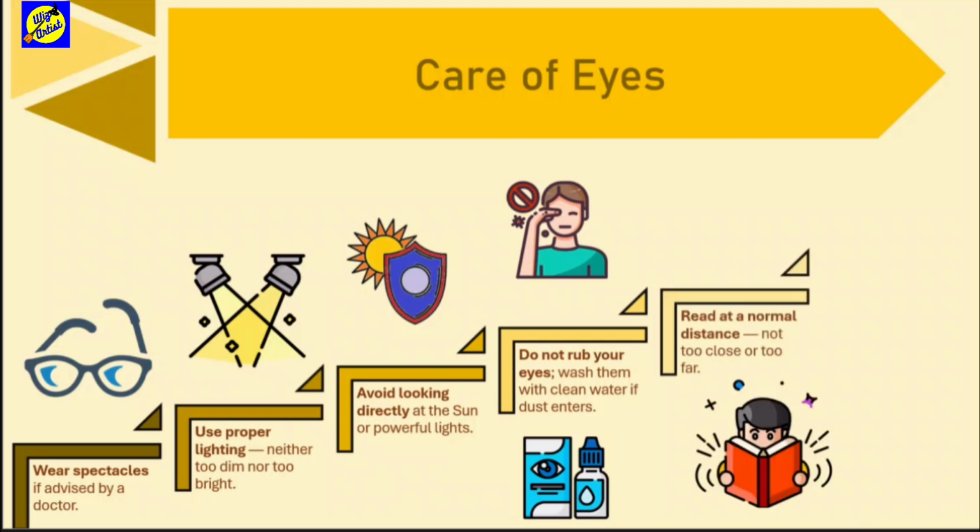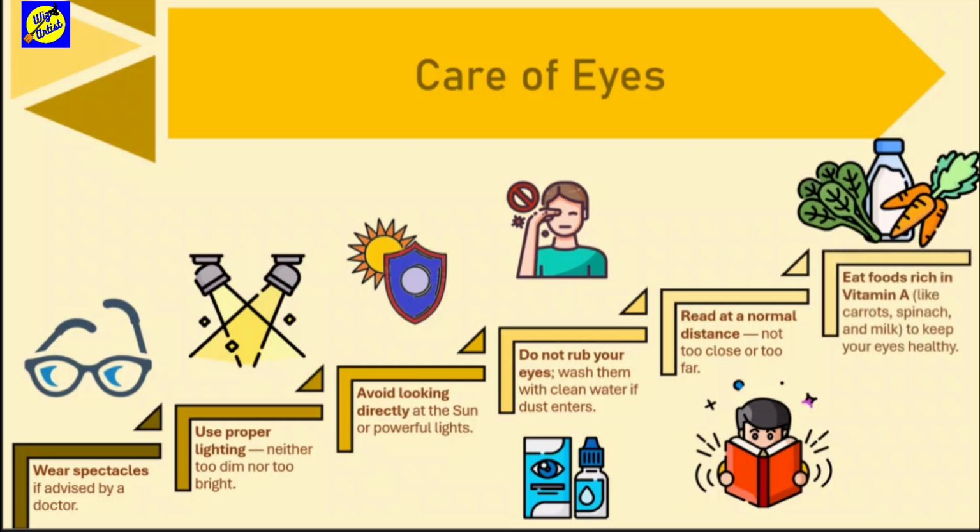Read at a normal distance, that is, at 25 centimeters or more. It should not be too close nor too far, because it can give strain to your eyes, which can lead to eye defects. Also, the root of every issue is unbalanced nutrition. So make sure you eat foods rich in vitamin A, like carrots, spinach, and milk to keep your eyes healthy.